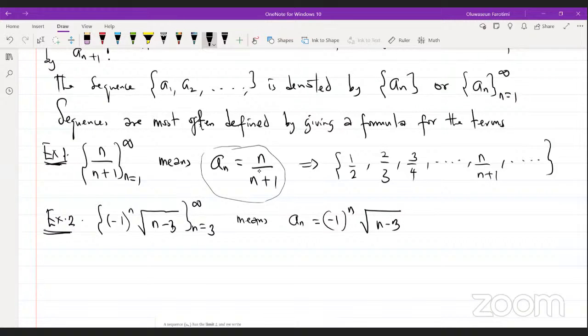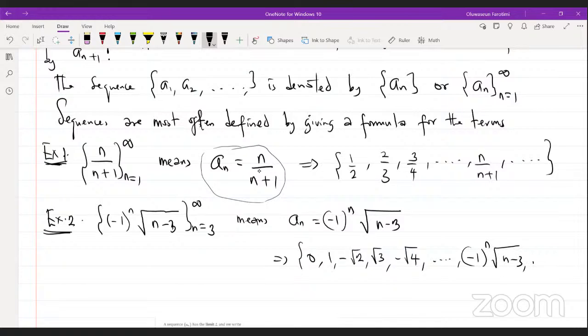Now, what will this generate? Let's see. When n is 3, what happens? Plug in 3 here. You have -1 to the third power, and then you have 3 minus 3. Obviously, you get 0. When n equals 4, what happens? You have a 1. If you continue in that manner, you have the square root of 3, negative square root of 4. It keeps going on and on, and then you have the nth term, and it's endless.